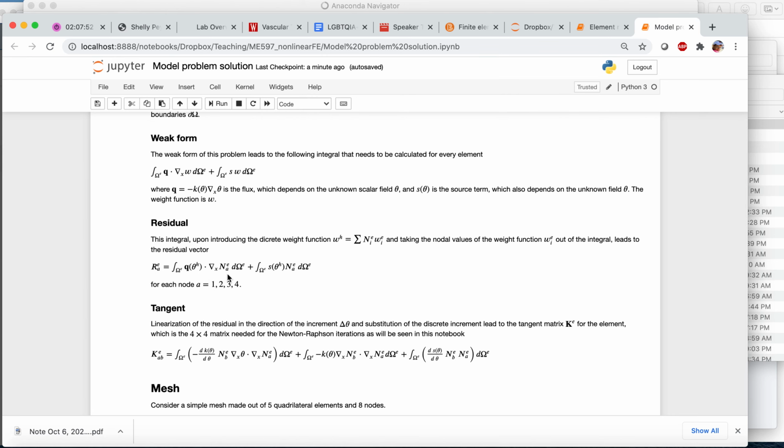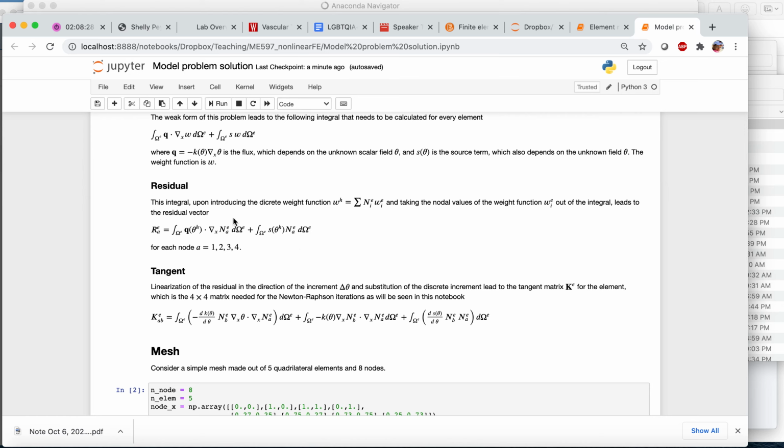Note that, as I mentioned in the video, the weight functions end up leading to the shape functions A. So that's why the residual for the element has as many entries as shape functions for that element. And then there's the Q times the gradient of, and instead of the gradient of the weight function, you just end up with the gradient of the basis functions. And then here, source term times, and again, instead of the weighting functions, just the corresponding shape functions, where A can take the value 1, 2, 3, 4 for the quadrilateral element.